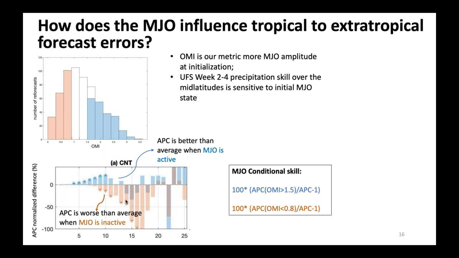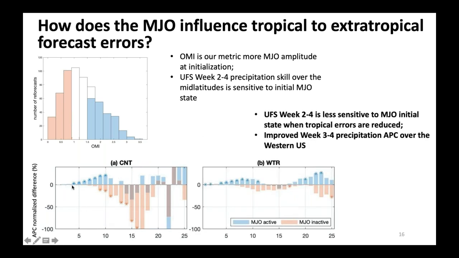And this is in contrast to what we see when we nudge the tropics, where you still see the overall skill is higher between free and nudge. But even within the nudge reforecast, you still see an improvement in week 2 skill when the MJO is active.